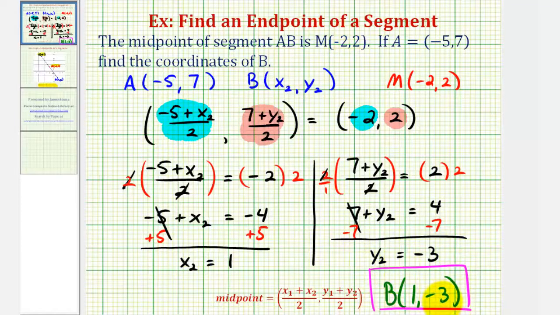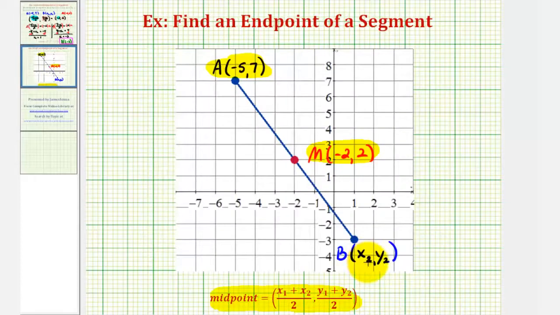Let's go back and verify this by looking at our graph. Notice that point B from the graph does have an x-coordinate of 1 and a y-coordinate of -3, as we found algebraically.